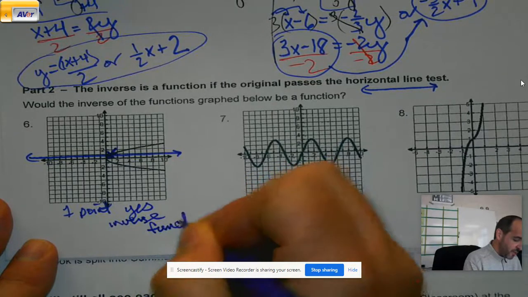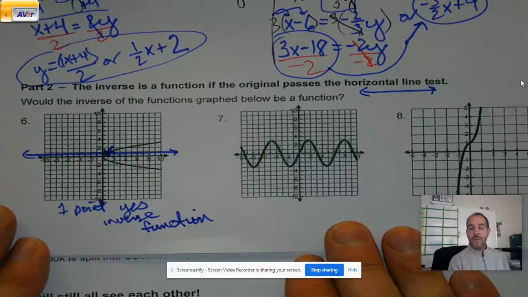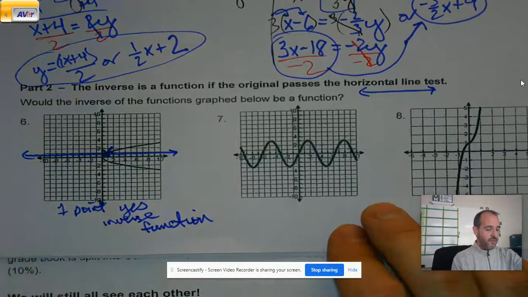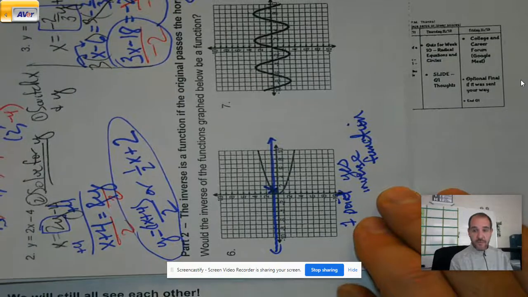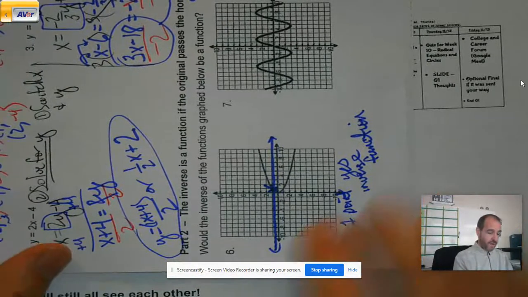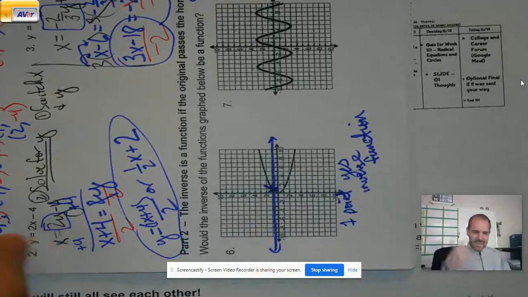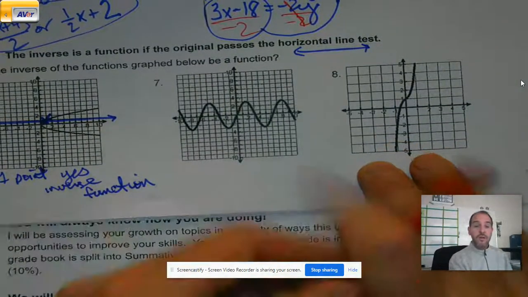Now I'm going to show you a little trick here that kind of lets you see this too. Because before we did the vertical line test to see if something was a function, if you take any of these graphs and turn them 90 degrees, okay, that's what the inverse of the function would look like. And it would pass it anyway because it passes the vertical line test. So just something to kind of keep in mind to reference from what we've learned before.